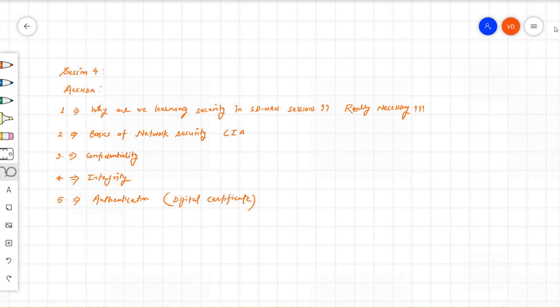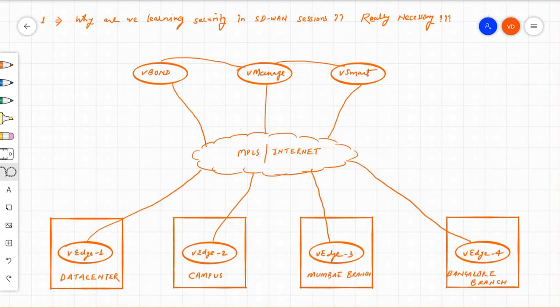So in today's class, we will be learning most of the security basics. There are three basic principles of security, which are confidentiality, integrity, and authentication. We are going to discuss all three in detail. First of all, we will be discussing why we are learning security concepts here. Is it really necessary? Yesterday we left the session on this diagram.